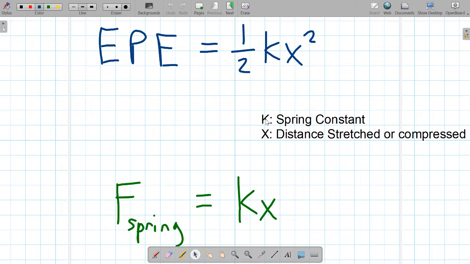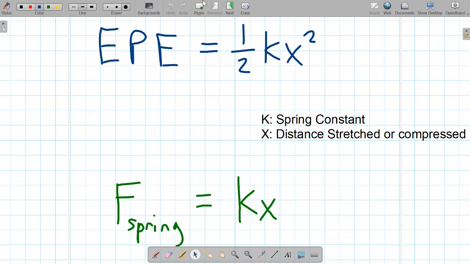So the higher the K value, the stiffer the spring or the rubber band, meaning that they have a greater resistance to being stretched. X here just represents the distance you stretch or compress your spring. And of course, you also have this equation right here. You're going to need it for this assignment: the force of your spring is equal to K times X, the spring constant times X.